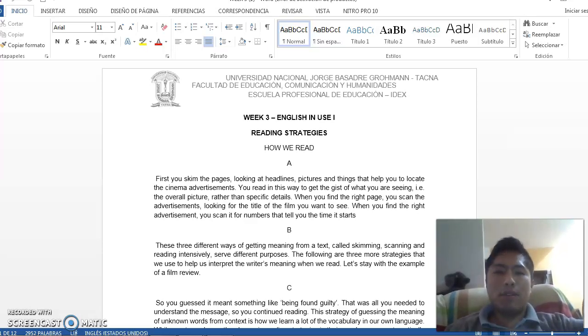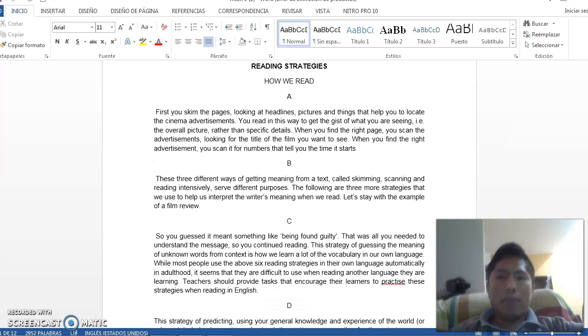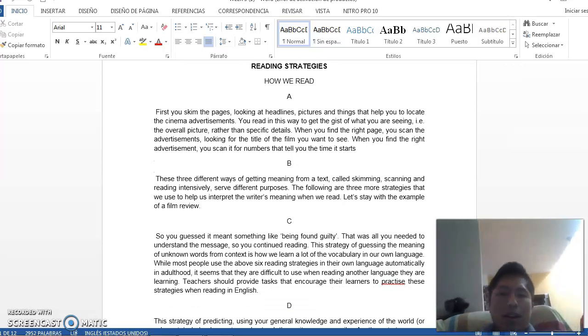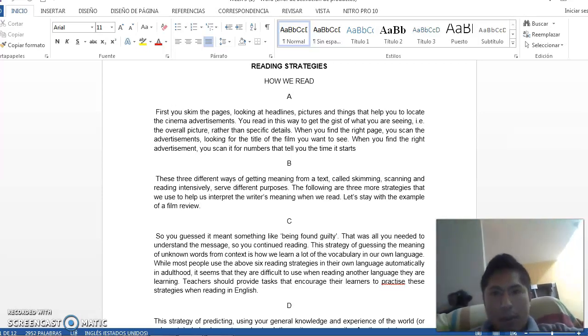Here the topic is reading strategies, belonging to week number 3, and here we have a subtitle that is how we read. In this subtitle you have to read the information from letter A to letter G, and here you are going to see some advice for reading strategies. And here there are some experiences. So you read this experience, and here you will see the name of that reading technique.